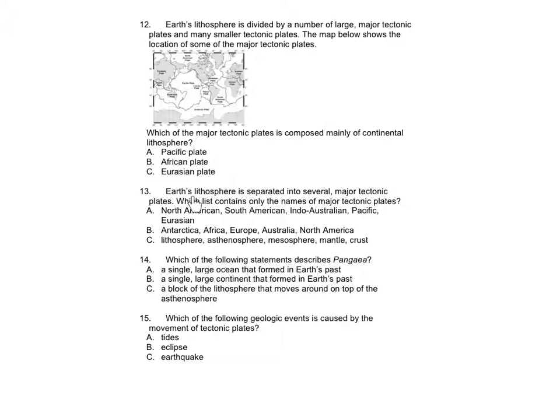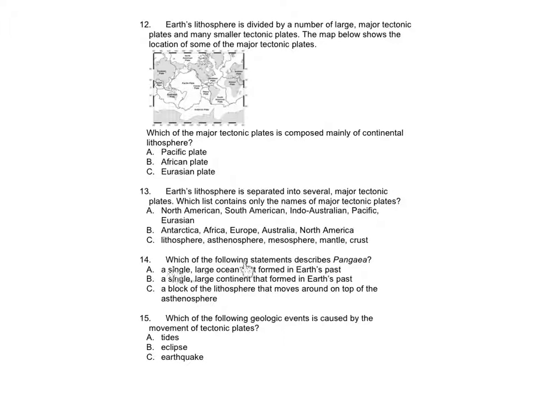Number 13. Earth's lithosphere is separated into several major tectonic plates. Which list contains only the names of major tectonic plates? A. North American, South American, Indo-Australian, Pacific, and Eurasian. B. Antarctica, Africa, Europe, Australia, and North America. C. Lithosphere, asthenosphere, mesosphere, mantle, and crust.